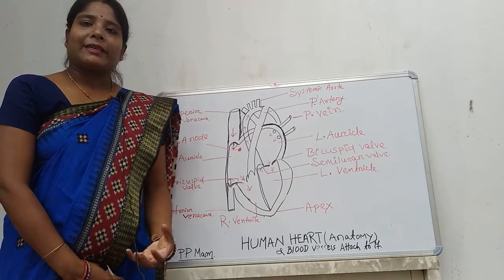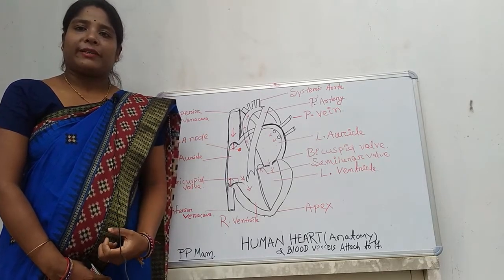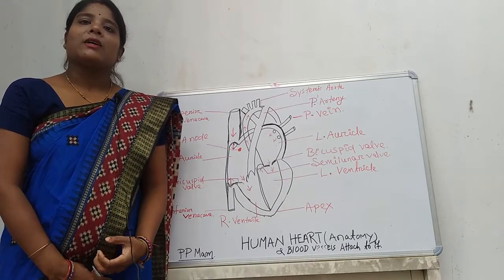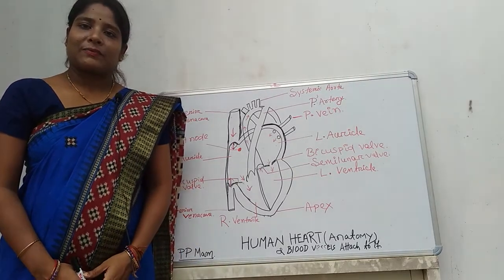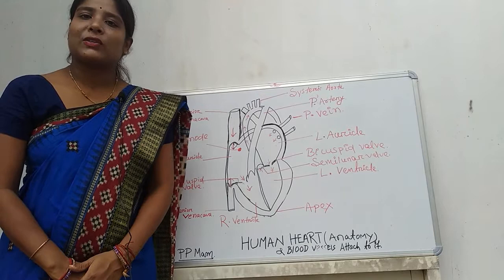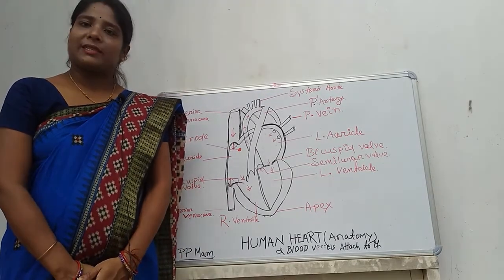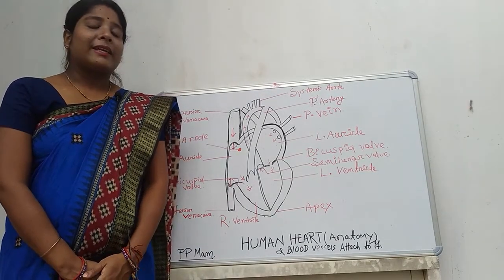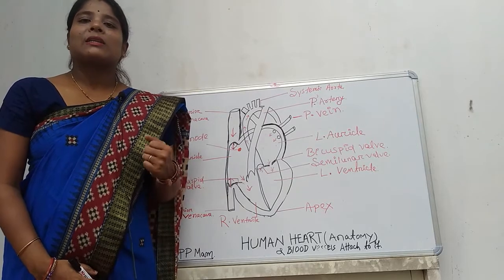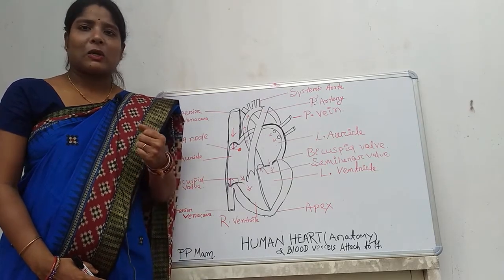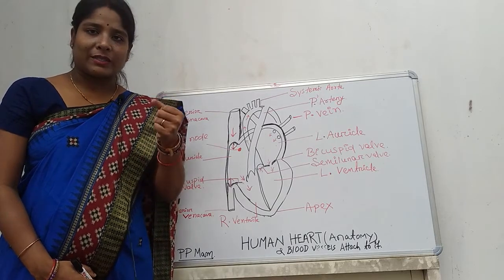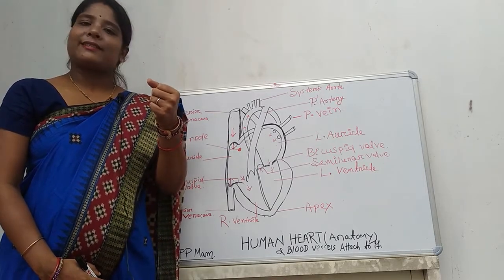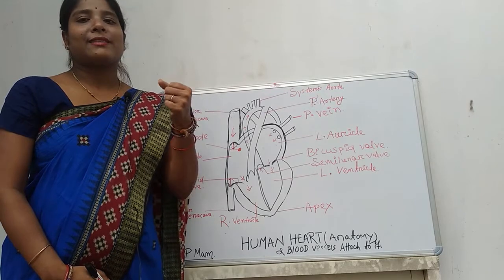It is located inside the chest cavity, or inside the rib cage between the two lungs, and the position is called the mediastinum. Its shape is like one's closed fist. One's closed fist means each individual, if they close their fist, the size of the fist is the size of their heart.